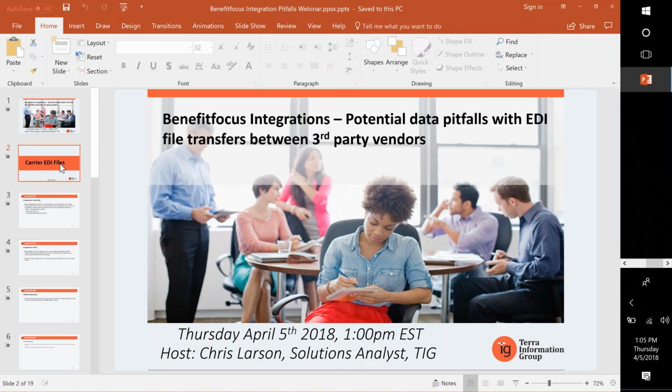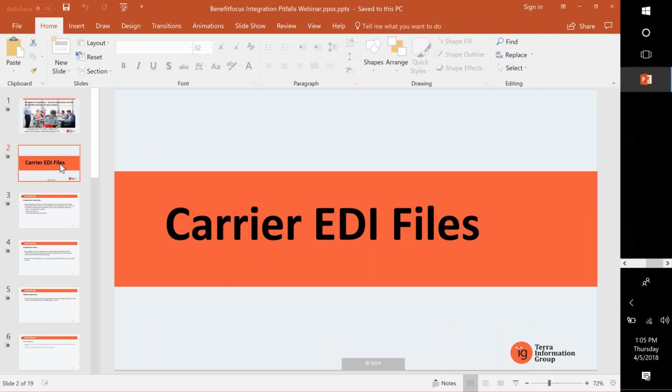And the first thing that we're going to talk about is carrier EDI files. This would be any insurance carrier, any voluntary benefit, any type of vendor that you may receive or send a data transfer to. Obviously, this is going to be any medical vendor, any vision vendor, but there are a couple of different things that can happen based on the way configurations are. And of course, there are infinite variations and changes and customizations needed depending on clients and their business rules. However, most things can be accounted for.